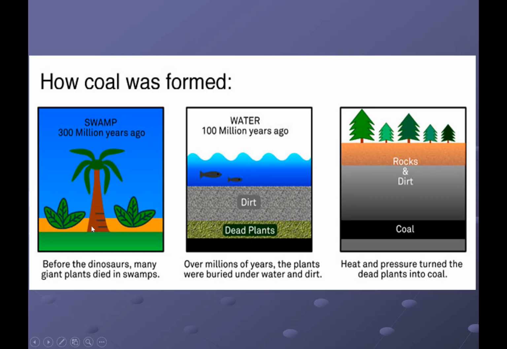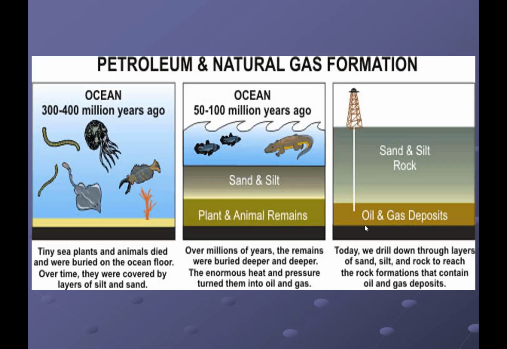Let's imagine a swampy environment where we have large plants. As they die off, they get covered over with a layer of dirt, millions of years underwater as well. Under high pressures and high temperatures, they end up forming coal deposits. Primarily, they're actually carbon. Let's compare that to a petroleum comic strip here.